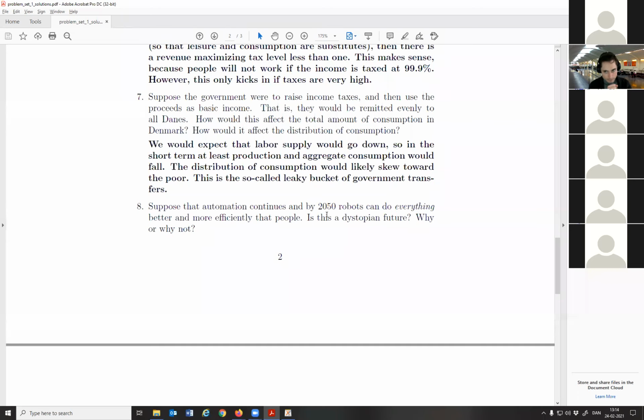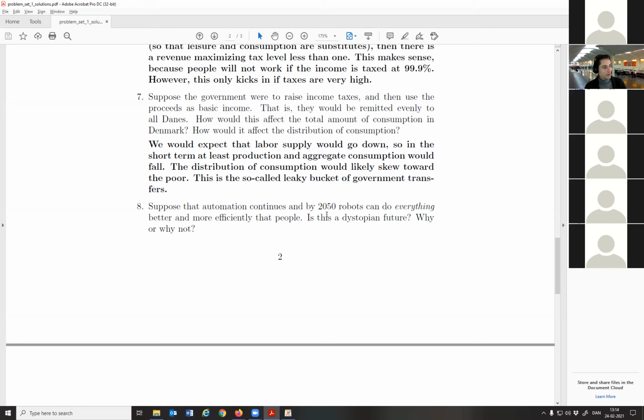Okay, so the idea here is that if you raise income taxes, then typically the thing that you're taxing, people are going to do less of it. So you would expect that in the short term, at least production and aggregate consumption have to fall. So the size of the pie has to get smaller, okay? But the distribution would skew toward the poor, right? So the size of the pie is going to get smaller, but the distribution is going to change so that it's more even, or it's going to be a redistribution from richer people to poorer people.